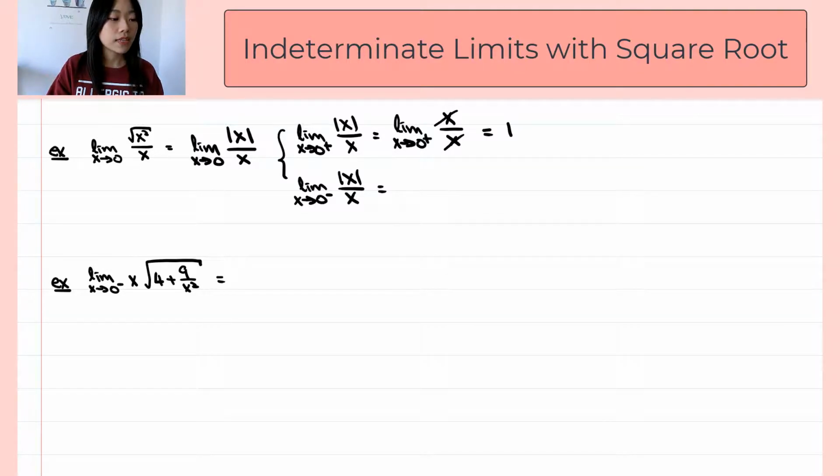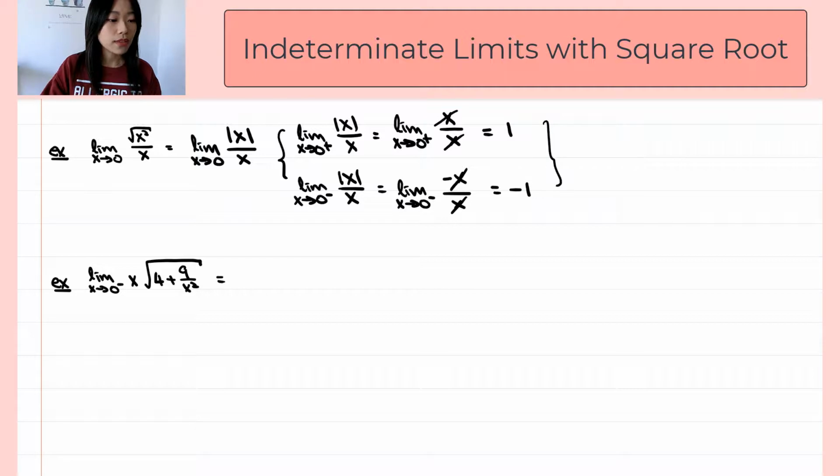How about the left-sided limit? Since x is approaching from a negative value, absolute value of x is negative x. So the limit as x approaches 0 from the left of negative x over x: the x cancels with the x in the denominator, but we still have a negative sign, so this equals negative 1.